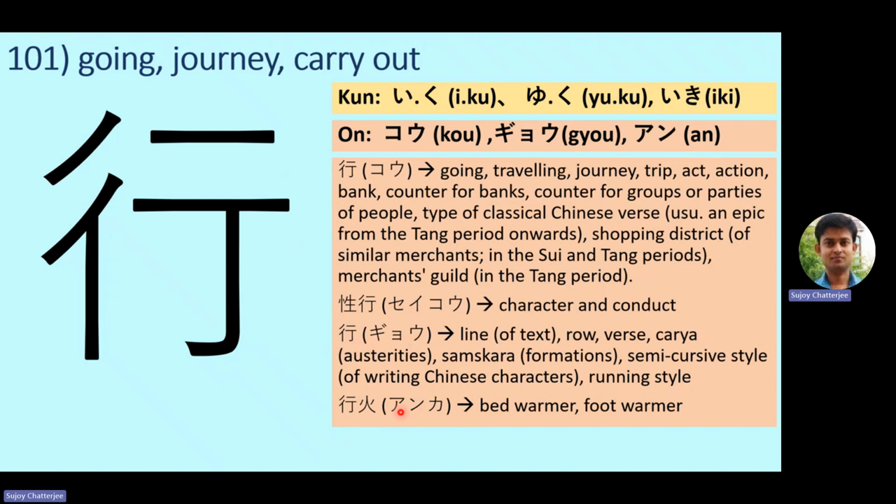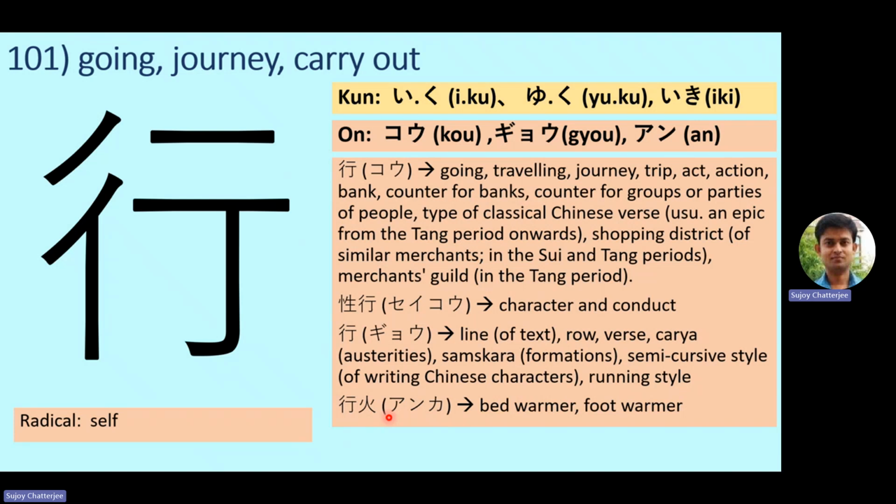And finally we have anka. Anka means bed warmer or foot warmer. As you can see here, the first character is for this going and the second character is that of fire, which is ka. So anka, which means a bed warmer or a foot warmer. So these are several usages or words formed using this character.